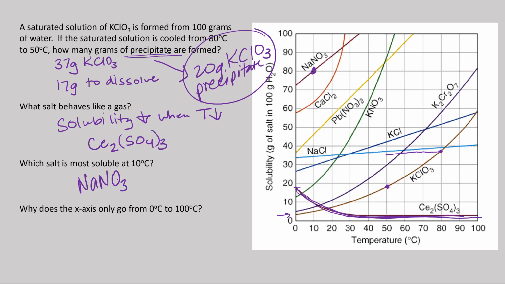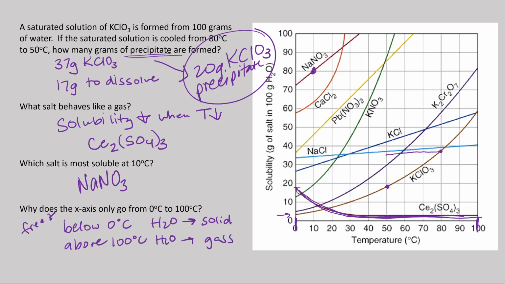And why does the x-axis only go from 0 to 100? So here's 0, here's 100. Well, it's because below 0, H2O would be solid, and you can't dissolve salt in a solid. And above 100, H2O would be a gas. So that's the freezing point and the boiling point of water. And so that's why, because you're not going to be able to dissolve a solid into a solid or a gas with the way that we're looking at it.